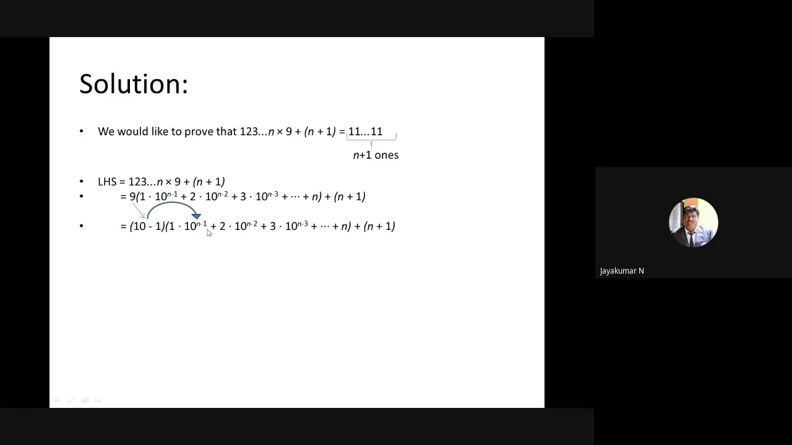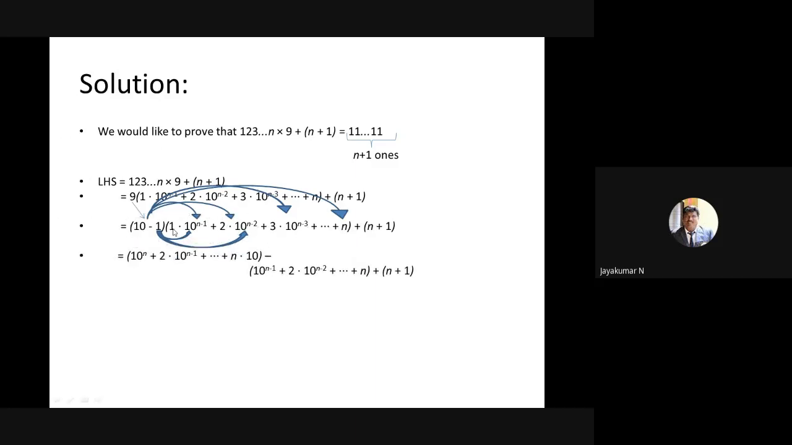How do you multiply 10 into 10 power n minus 1? Then again I have to multiply 10 with 2 into 10 power n minus 2, and 10 with 3 into 10 power n minus 3, and so on. Finally, I have to multiply 10 with n. Then another multiplication: I have to multiply minus 1 with 10 power n minus 1, then minus 1 with 2 into 10 power n minus 2, and so on.